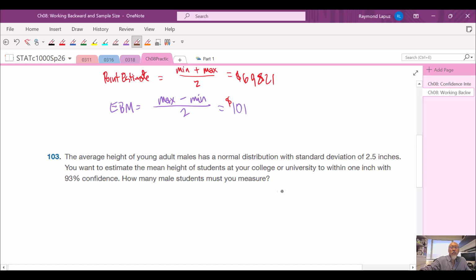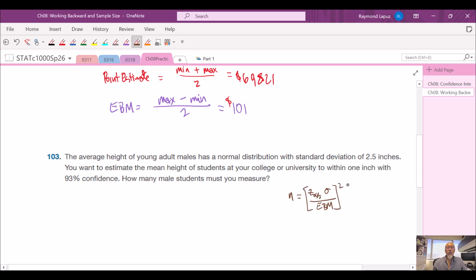So to remember our formula for the sample size, it's like going backwards from the EBM. The EBM is z sub alpha over 2 times sigma divided by square root of n. So if you work backwards to solve for n, you're going to get z sub alpha over 2, and then sigma, and then you're going to divide it by the error bound for the mean. And then you're going to square the whole thing.